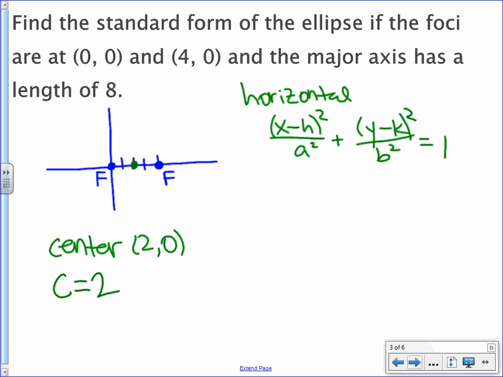Now, our major axis has length 8. Which means what about our vertices? If our major axis has length 8, how far away are our vertices from the center? They're going to be 4 away. Okay. And so what does that mean? A is 4. Very good.